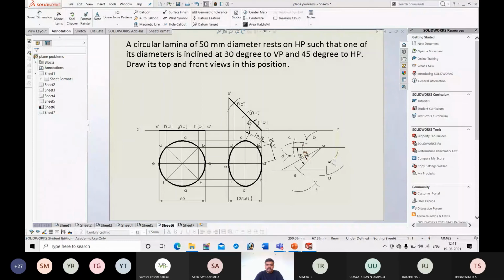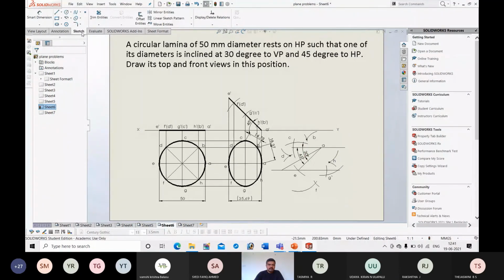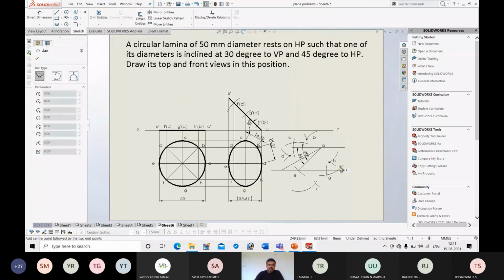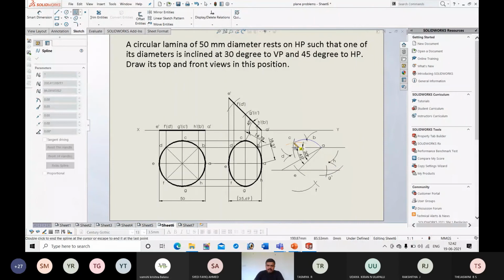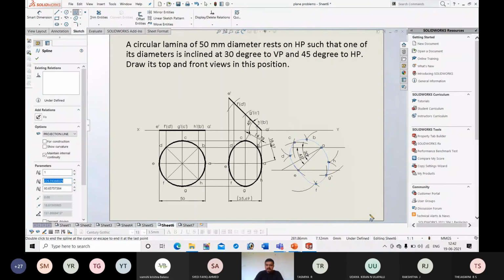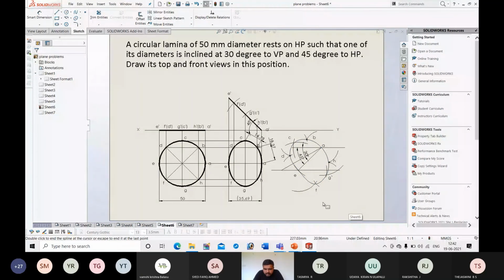Next, after this I will connect the points using freehand, without using any instrument. You should connect A to B, B to C, C to D, D to E, E to F, F to G, G to H, H to A. Like this you should connect. Okay, I think there is some error in some points. I will check.